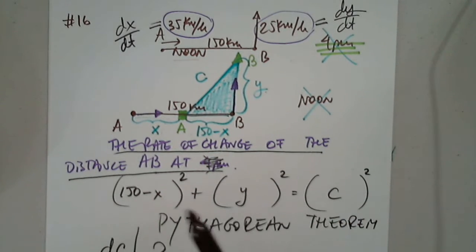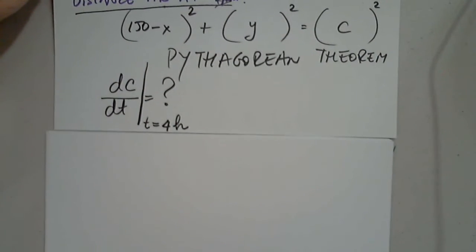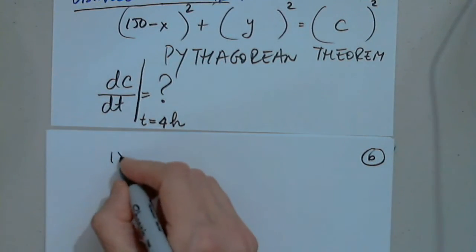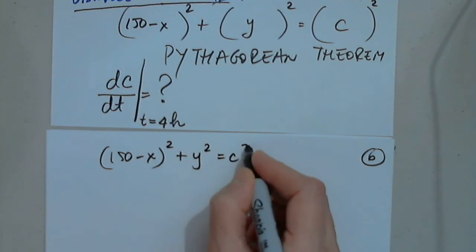I don't have this function, I don't have this function, I don't have this function. I don't care. I'm only asked to find dc over dt. So I will differentiate the left-hand side and differentiate the right-hand side. I'm going to copy it. So this is 150 minus x squared plus y squared equals c squared.